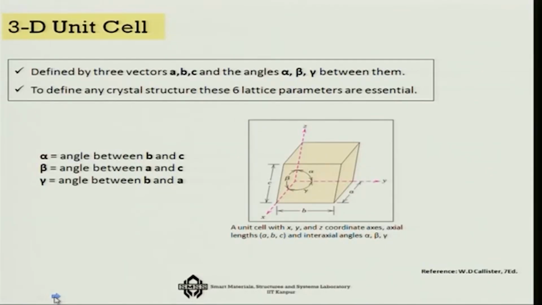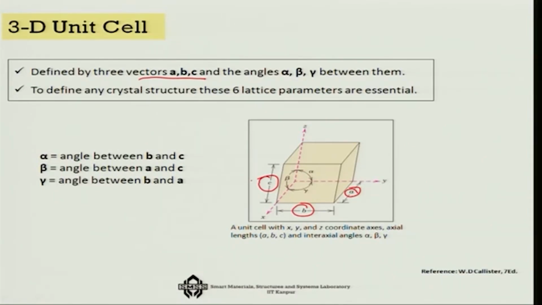Now, in a 3D unit cell, how do you define the unit cell? There are 6 parameters to define a unit cell. So, what are these 6 parameters? There are 3 vectors A, B, C. Each one of these vectors is along one of the 3 directions, x, y, z, and these directions need not be perpendicular to each other. These are the edges of the crystal lattice.